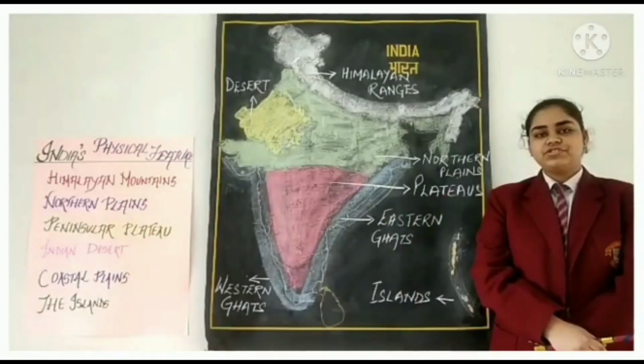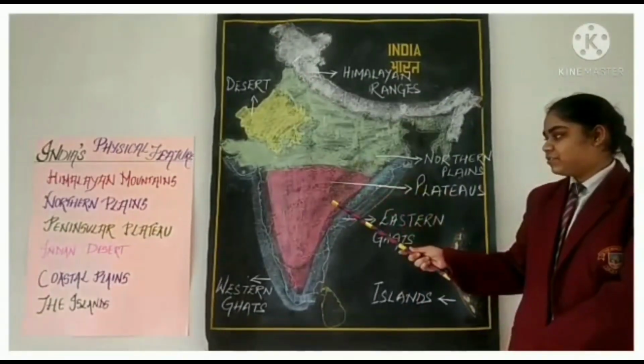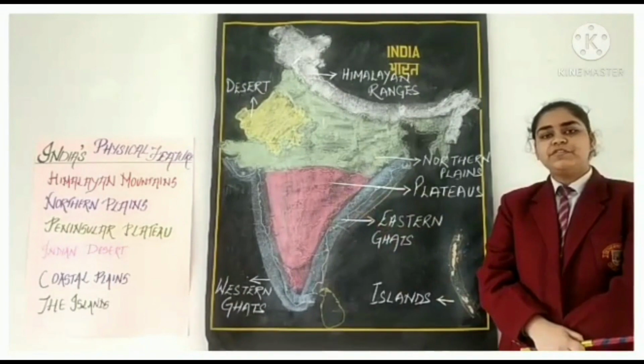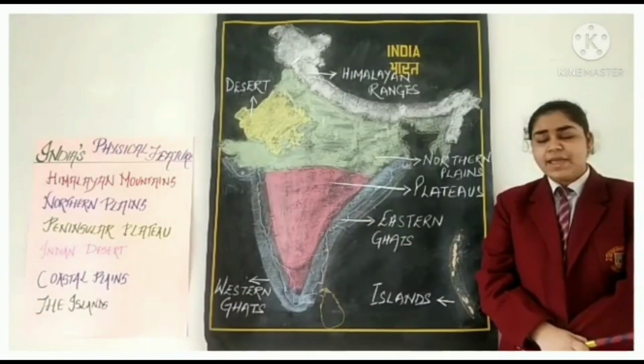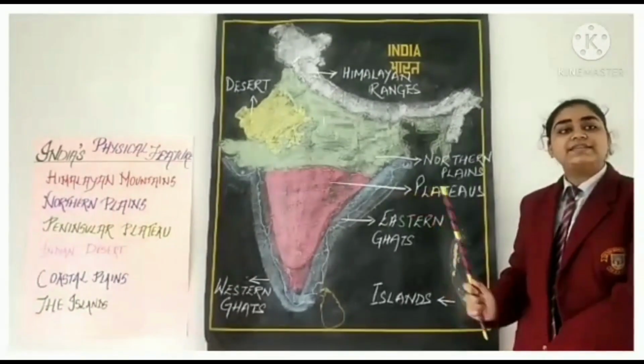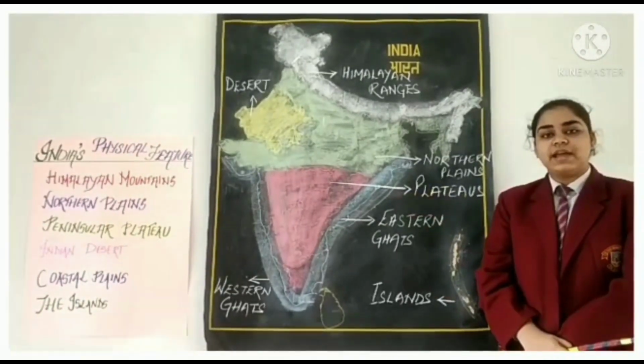The third division of India is the Peninsular Plateau. The Peninsular Plateau has been formed by the tectonic movement of the oldest landmass, Gondwana land. The Peninsular Plateau is also known as the Deccan Plateau. It is the world's largest plateau.